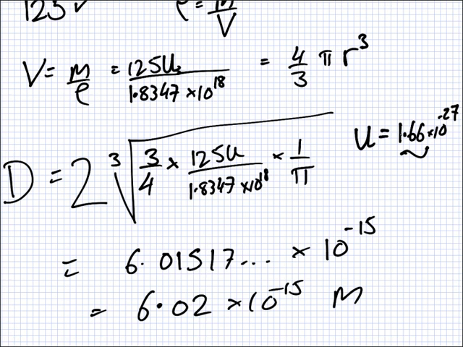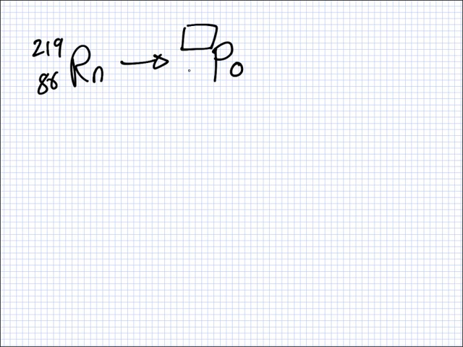Okay, what's the next one? Complete the following decay equations. Oh nice, I like the decay equation, very easy. Right, what's the first one? So alpha decay. Rn 219 and 86 decays to Po, with an unknown on top and 84, plus this is alpha, right?